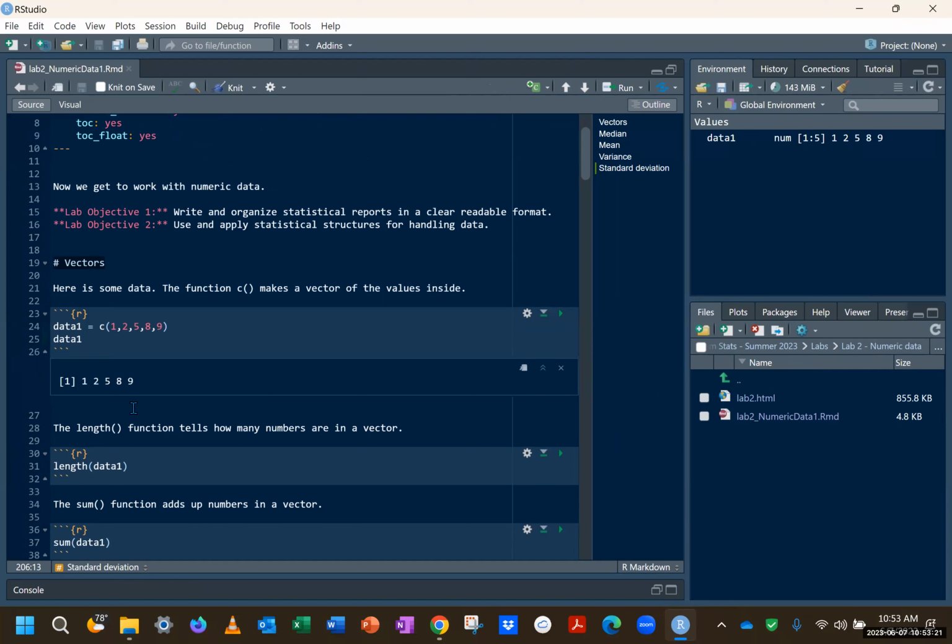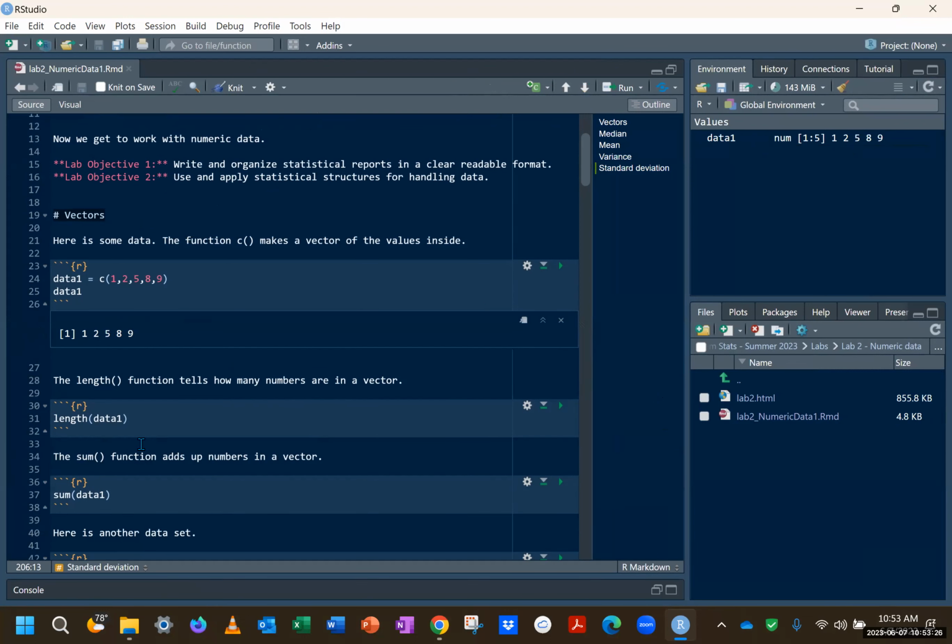So here's some data, 1, 2, 5, 8, 9. Here's some cool things we can do with our data. When we have a list of data, I can put a C in front to mean I'm storing this as a list. That's a really convenient way to put data. And you can look over here in my environment and see this data has a list of 1 through 5. This means I have 5 values in here.